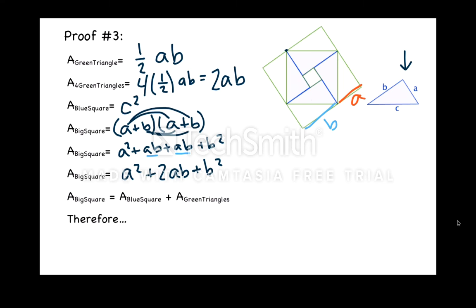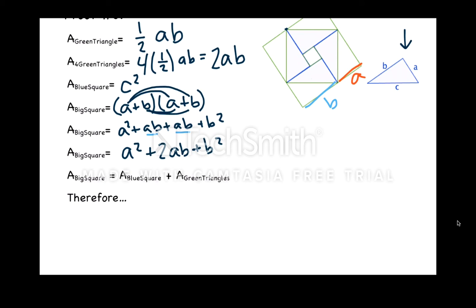And now I want to put together those different parts of this square to equal the area of the whole figure. So I'm going to take the area of the big square, which I found and I know is A squared plus 2AB plus B squared, and I want to set it equal to the inside blue square, which is C squared, plus the area of all four green triangles, which is 2AB. I look at this and see that I have 2AB on both sides of the equal sign, so I'm going to subtract those out of there.